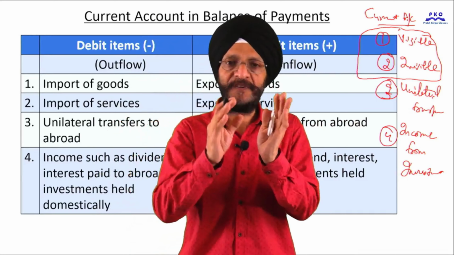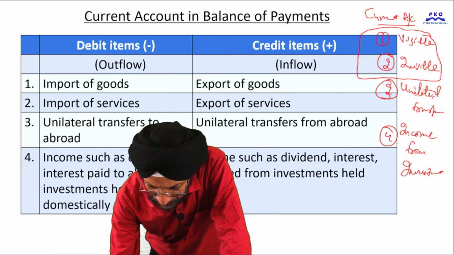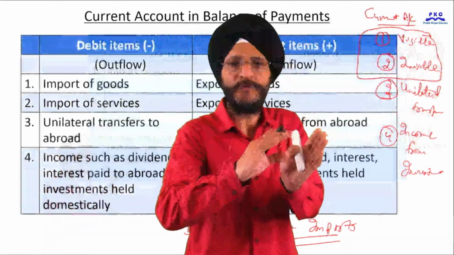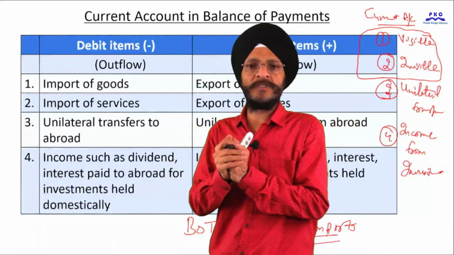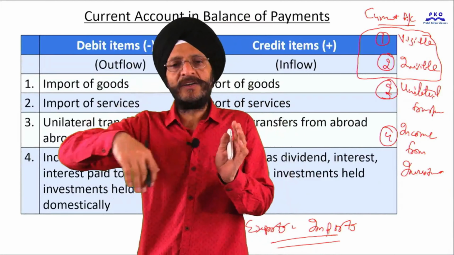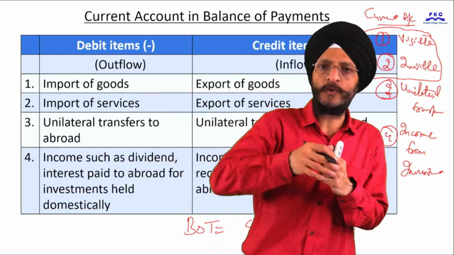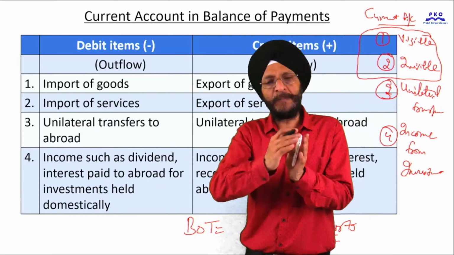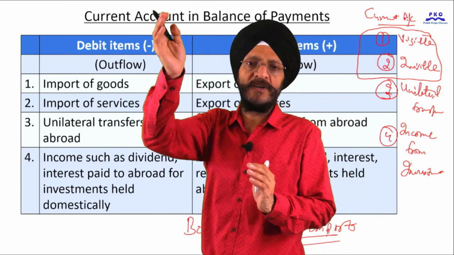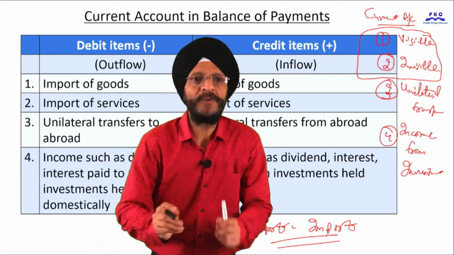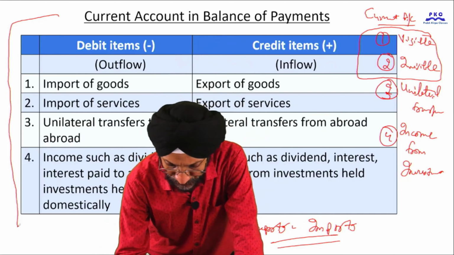Balance of trade is the difference between exports and imports. That is, exports minus imports is balance of trade, the value of exports minus value of imports. Here we are talking about exports of the country as a whole, imports of the country as a whole, all the exports and imports which take place between the country and the rest of the world. So here is a brief overview of current account.